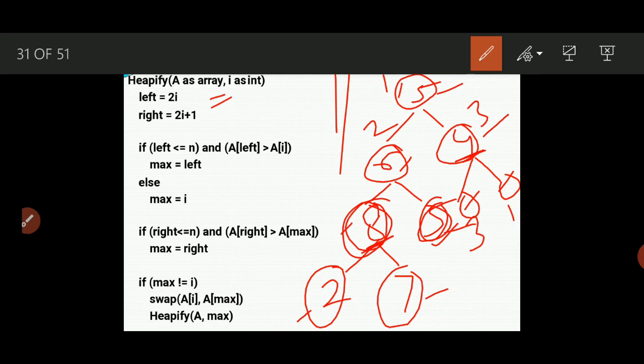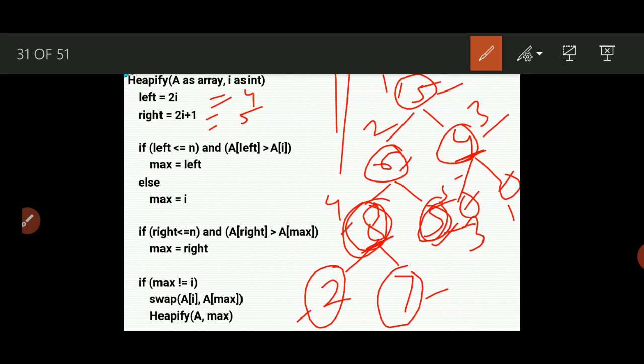Okay, then left is equal to 2 of i. Here i is 2, so this is the fourth position. Left is the fourth position, and right is 2 into 2 plus 1, that is 4 plus 1, so the fifth position is right.